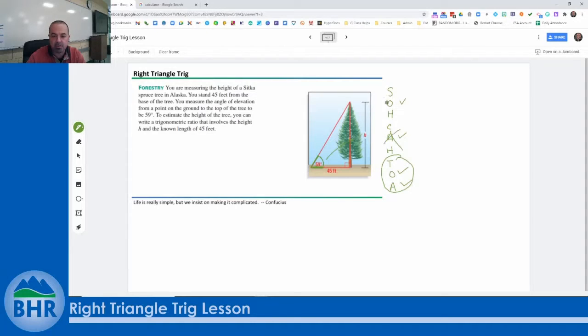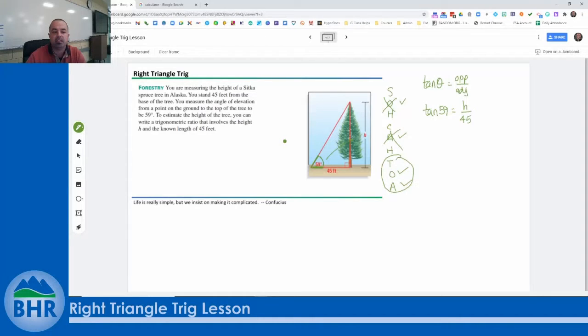So no cosine, no sine. Let me just write that out. Tangent of theta is equal to the opposite over the adjacent. So I fill in the information I have. Tangent of 59 is equal to the opposite, which is H, over 45.